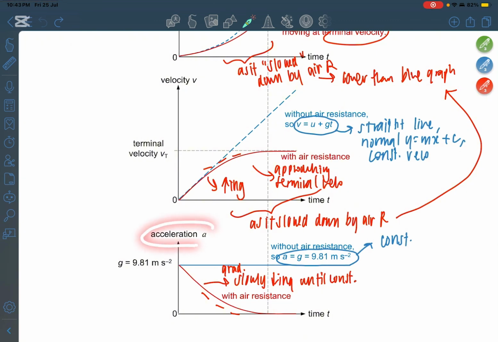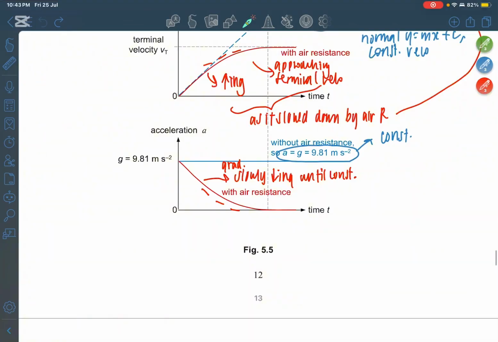Okay, then lastly we have the acceleration-time graph. So this is very simple. Let's talk about without air resistance first. Without air resistance, acceleration, or free fall, equals gravitational field strength, which is 9.81. This is constant, always that. But if there's air resistance, the gradient is slowly decreasing until it becomes constant at 0, which is when it hits terminal velocity. It's 9.81 until it starts decreasing to 0.